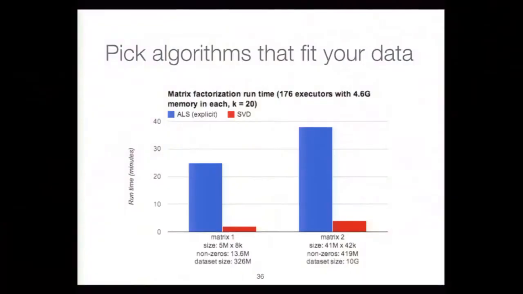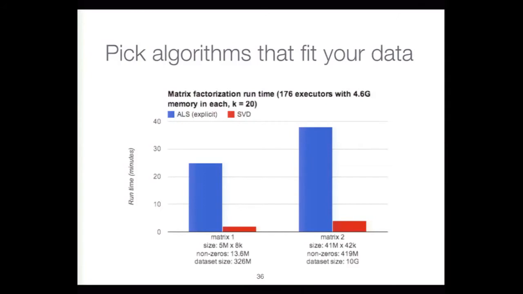Also in MLlib, we introduce new algorithms, and then the user will have a choice over which algorithm to choose. For example, we have this sparse SVD, and also we have alternating least squares. Both algorithms provide matrix factorizations. Here is an experiment done by Lipu from Twitter, on a Twitter data set. The first one is 5 million by 8,000. The second one is 41 million by 42,000.